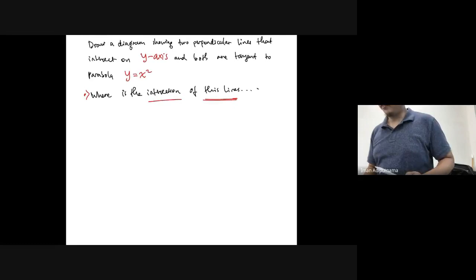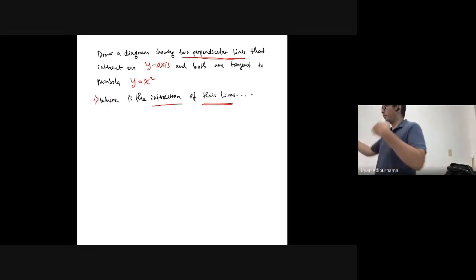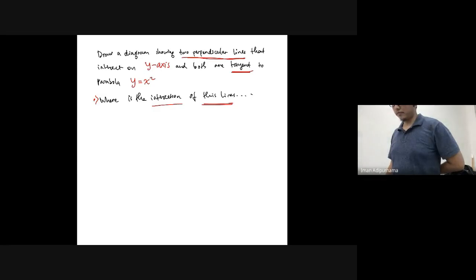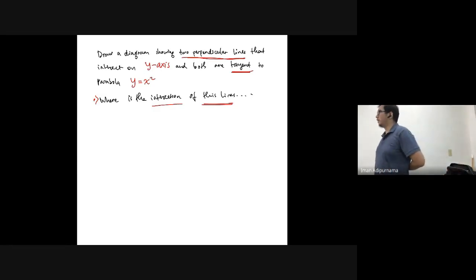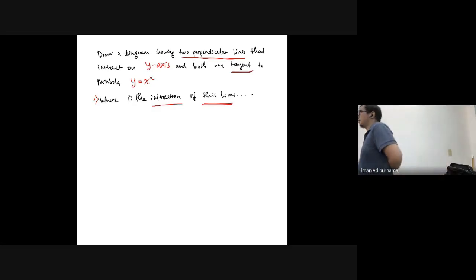So draw a diagram showing two perpendicular lines that intersect, crossing each other on the y-axis. Both lines are tangent to the parabola x squared. The question is, where is the intersection of these lines? What is the point of the intersection? First things first, do you understand the question?